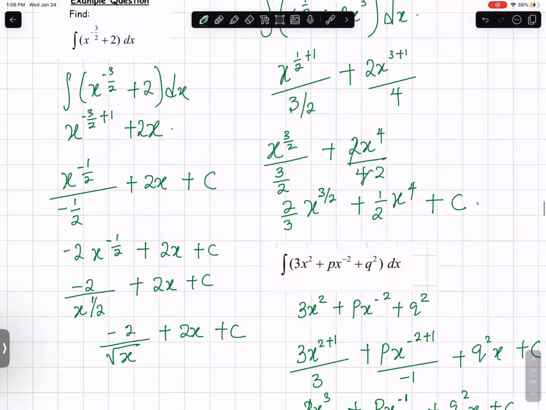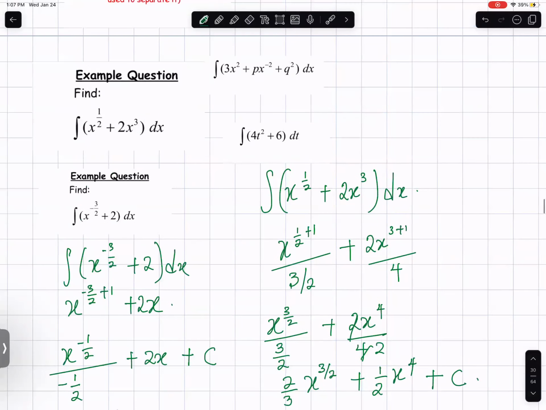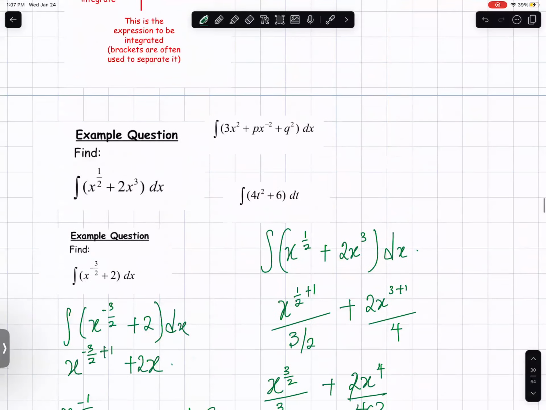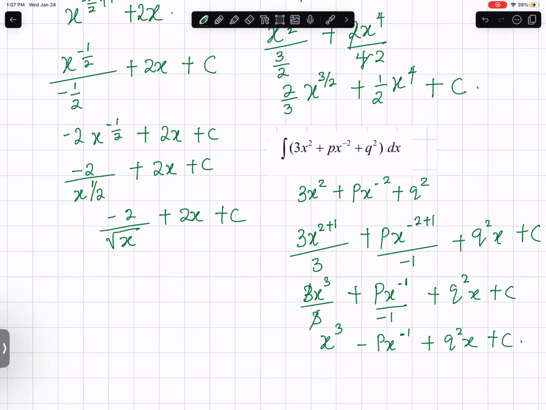Please try as much as you can. So solve more examples on integration. If you have any, keep trying, practice more. And we say practice makes perfect.